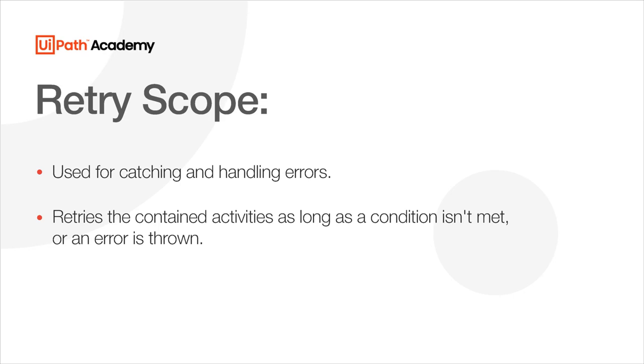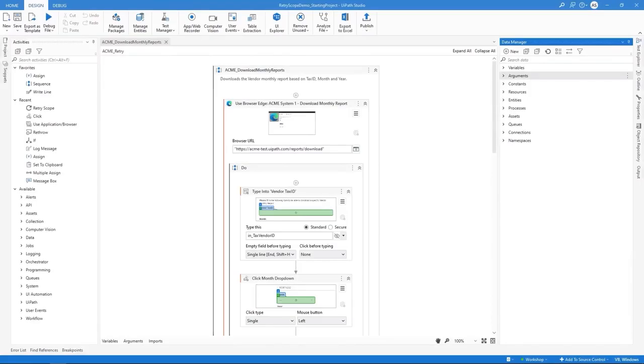Alright, are you ready to explore a use case where the retry scope activity comes in handy? Let's go for it! We'll start from a pre-built project, Acme Download Monthly Reports, for this demo. The purpose of this workflow is to download a monthly report from the Acme System 1 page, where our robot fills in the input fields such as vendor tax ID, the month, and the year. Then, it hits the Download Report button and saves it to a path on the drive.